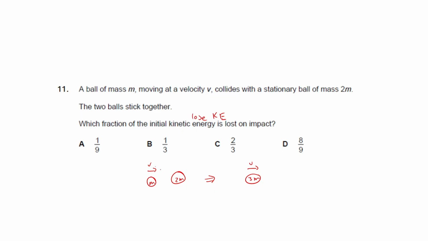So let's actually write out this relationship. We get that mv, that's our momentum, plus 2m times 0, because we know that velocity is equal to 0, is equal to 3m times u, where u is the final velocity. We can divide by m, and we get that v is equal to 3u.